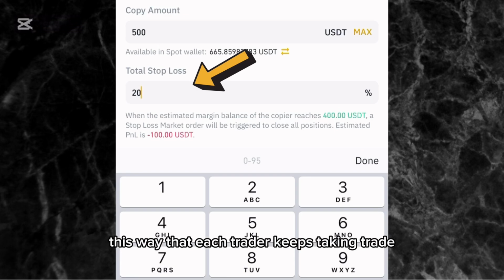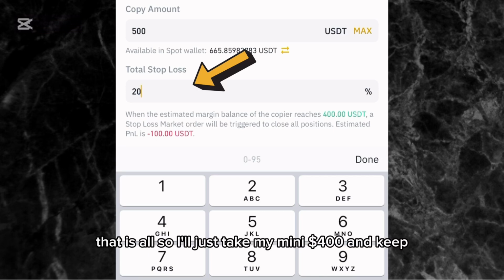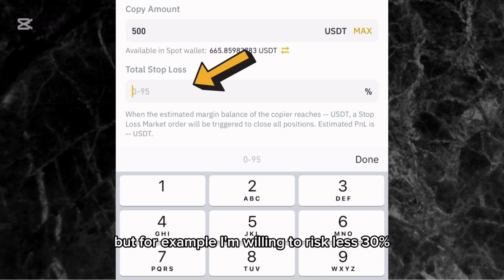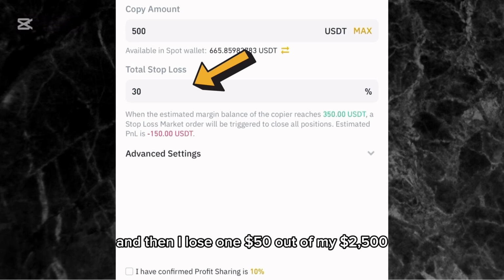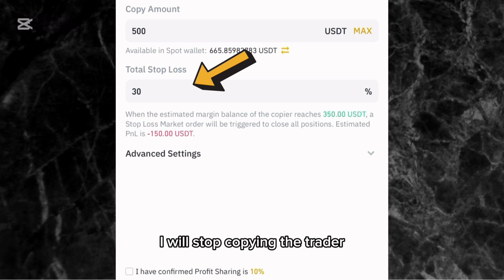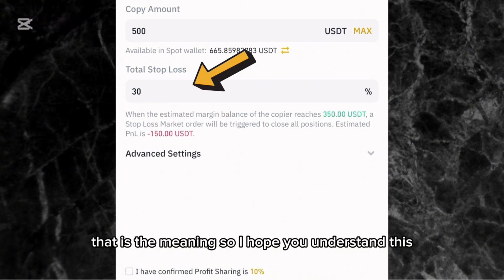This means that if the trader keeps taking trades and I keep losing money, once I've lost $100, I will no longer copy this trader again. That is the meaning. So once I've lost $100, that is all. So I'll just take my remaining $400 and keep. But let's say, for example, I'm willing to risk 30%. 30% is $150. So once I keep taking trades and I lose $150 out of my total of $500, I will stop copying the trader and then I'll take my remaining $350 and be going. That is the meaning. So I hope you understand this.